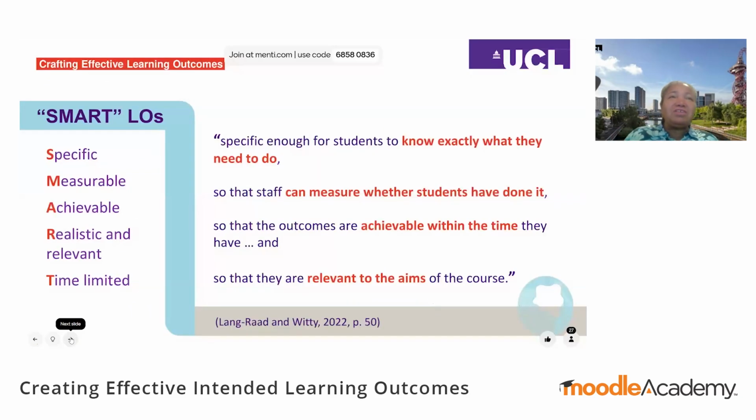So here we have it in a nutshell. SMART stands for specific, measurable, achievable, meaning that it can be done, that you don't set a learning outcome that's not achievable in the time that students have to study the subject with you. And hence it's both realistic and relevant to the aims of the overall course, or if it's part of a collection, the collection. And the outcome is time limited, because they don't have forever to do it.